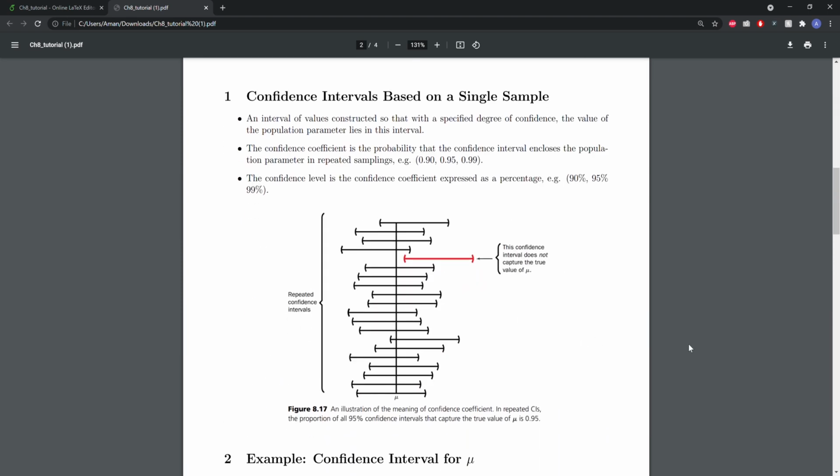A confidence interval is a range of values constructed so that with a specified degree of confidence, the value of the population parameter lies in the interval. The confidence coefficient is the probability that the confidence interval encloses the population parameter in repeated samplings. So the confidence coefficient can take values between 0 and 1. Common confidence coefficients are 0.9, 0.95, 0.99, and the confidence level is just the confidence coefficient expressed as a percentage.